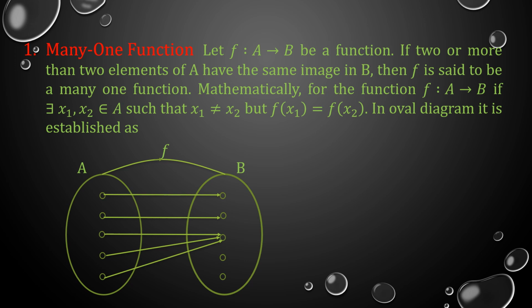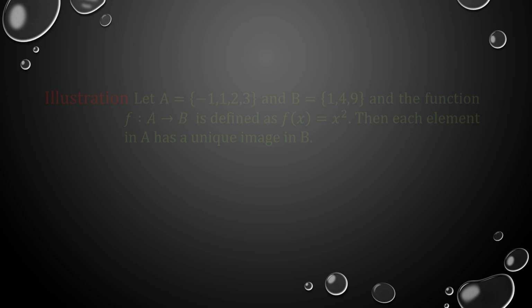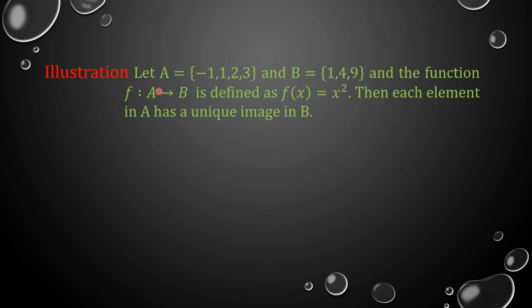So let us take one example for this type of function. You see this example. A is equal to {-1, 1, 2, 3}, this is the set A, the domain. B is {1, 4, 9}, and the function f is from A to B defined by f(x) = x². Then each element of A has a unique image in B. You see, if you take elements of A as the values of x, each time you will get a single image. Therefore, it is obviously a function.